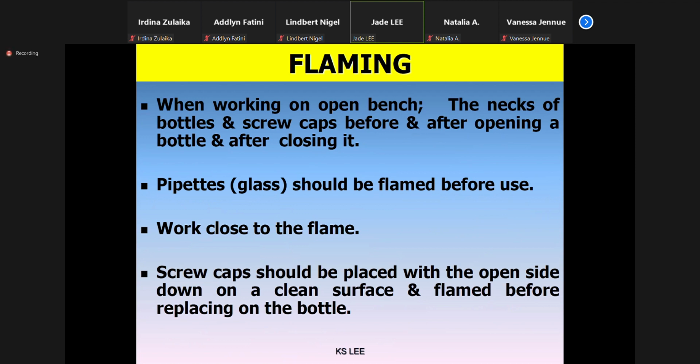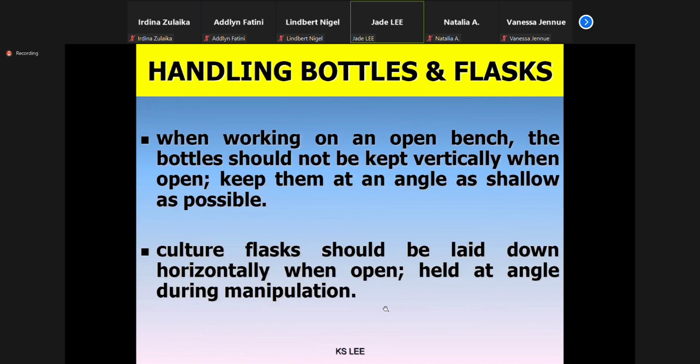You don't put it upside up because dust can get trapped in the cap. So you put it open side down. And before you put it back on the bottle, you flame it again to create a sterile environment. And when working on the bench, the bottle should be kept vertical when opened, and kept at an angle and as shallow as possible. And the culture flask should also be laid down horizontally when open, held at an angle during manipulation, because you want to reduce the possibility of dust or other contaminants getting into your media.